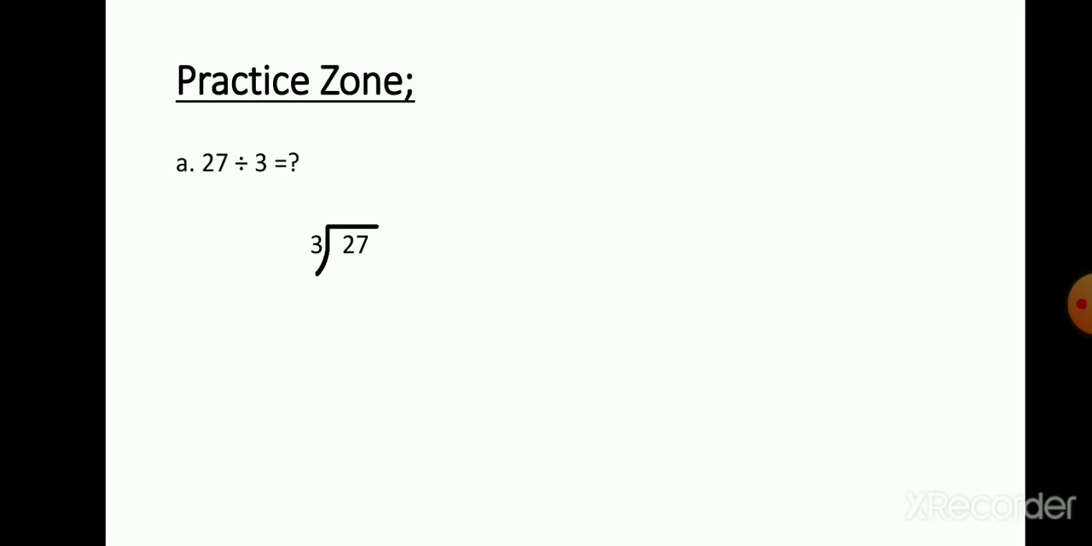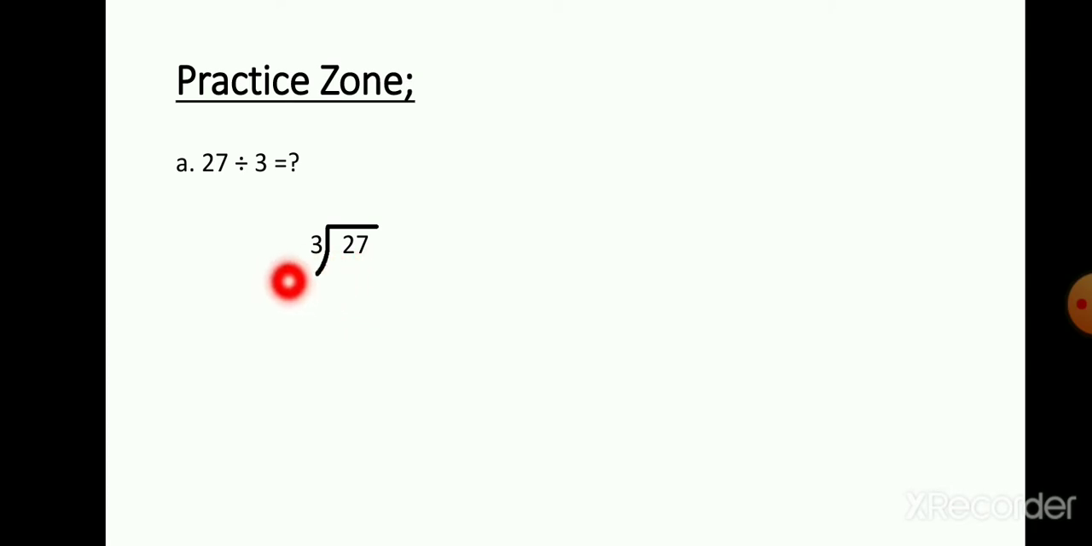So that is from your practice zone. Page number 65, question number 1, part A. 27 divided by 3 equals what? So here you will have to solve it. As I told you before, the number before the sign of division we call the dividend, and the number after the sign of division we call our divisor. So 3 is the divisor, 27 is our dividend. So we'll write 3 outside the division bracket and we'll write the dividend inside. So we'll write 27 inside.